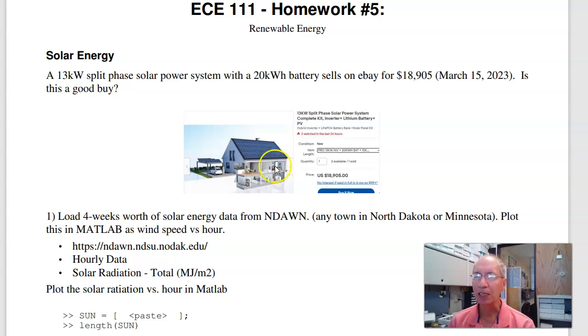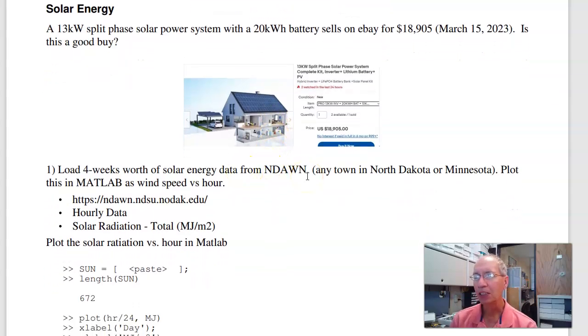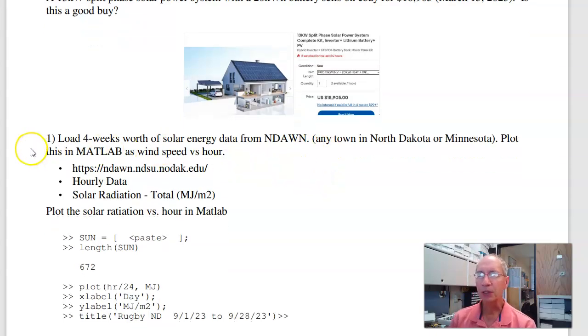Well, one way to analyze it is to go to NDON. NDON is a website hosted by the Soil Sciences at North Dakota State University. With it, you can get hourly data for probably like 100 different locations across the state and in Minnesota. In this case, I'm going to go to NDON and pull up the hourly data and the solar radiation.